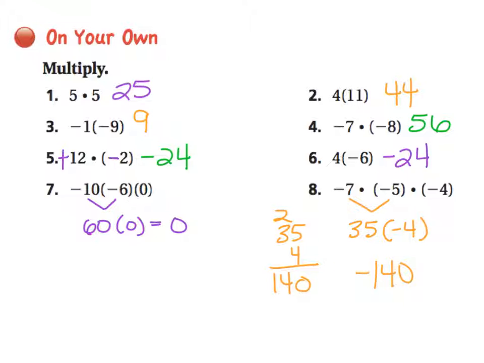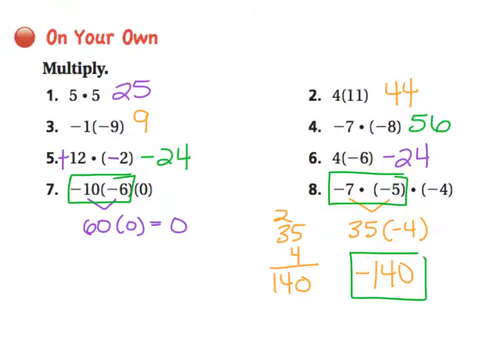And number 7 was 2 steps. Always just look at 2 problems at a time. It got 60 times 0, which is 0. And then number 8 was the same. 2 numbers at a time gave us 35. And then we multiplied by negative 4, and we got a negative 140 for our final answer.